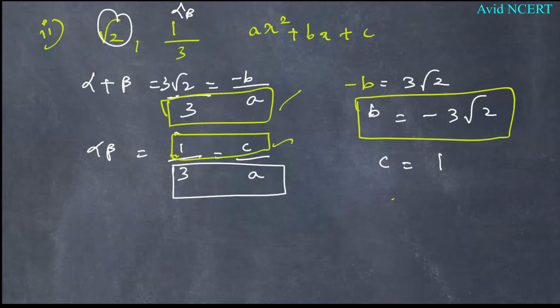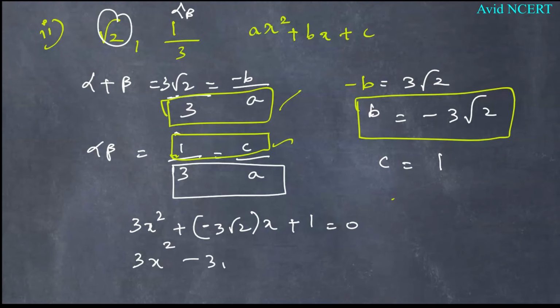Now substitute all these values in the equation. So first a, which is 3x square plus b, which is minus of 3 root 2 into x, plus c, which is 1, equals 0. Now applying the signs, 3x square minus 3 root 2 x plus 1 equals 0. So this is the quadratic polynomial of this problem.